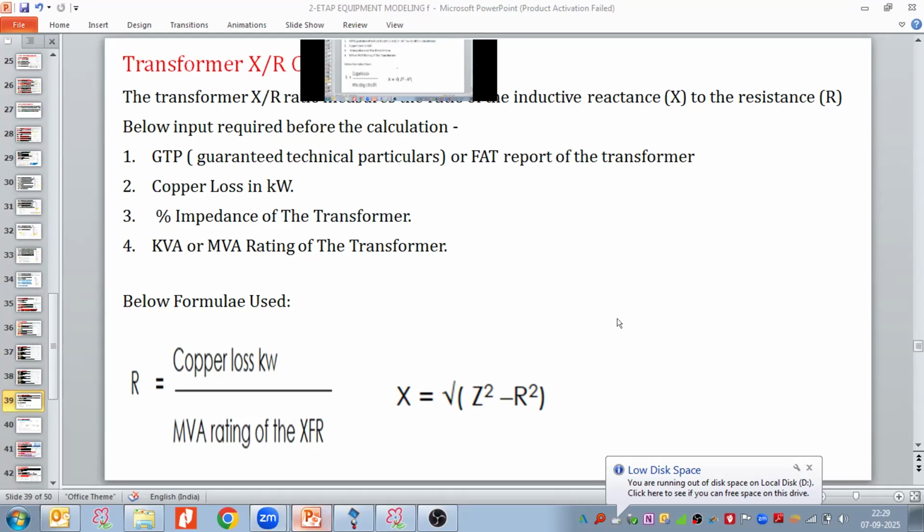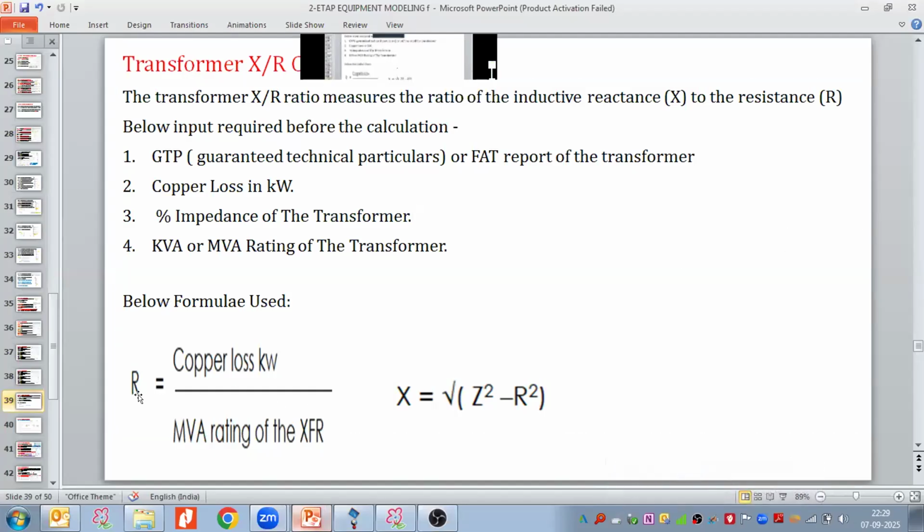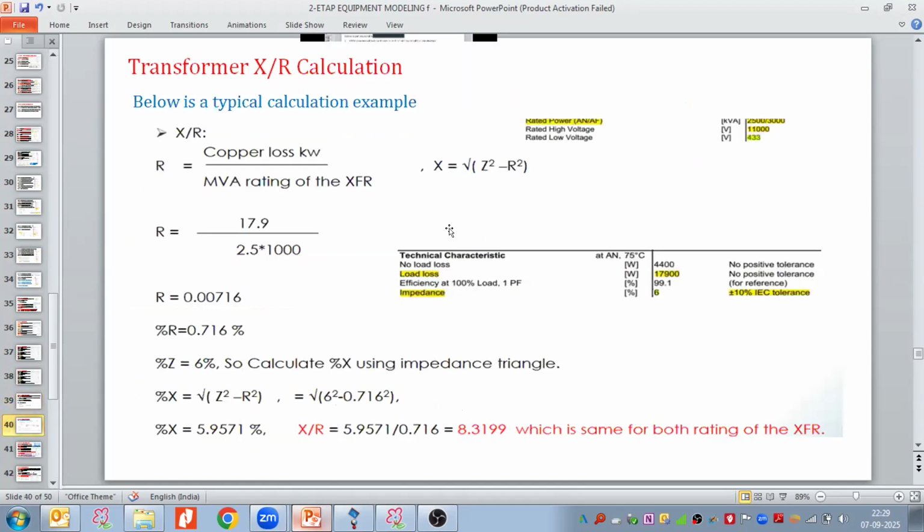So in order to find the transformer X by R ratio, we can take this formula. The R would be the copper loss of the transformer divided by the MVA rating of the transformer. Once we know the R and we know the impedance, we can find out the X. So easily we can find out the X by R of the transformer. Let us see with one example.